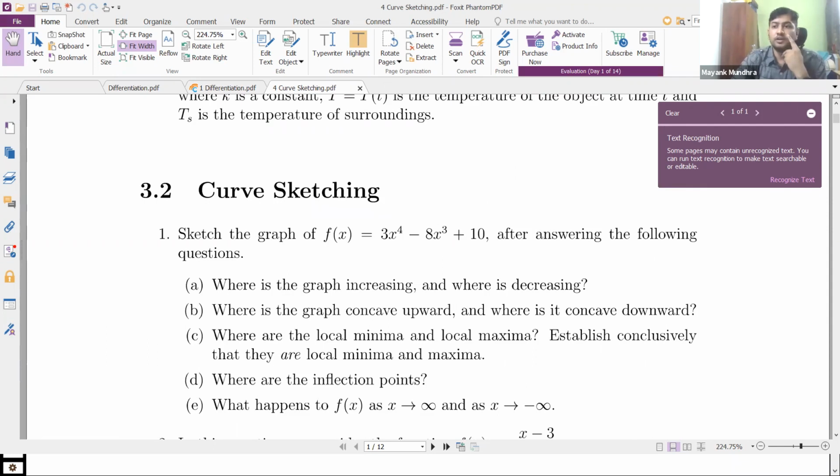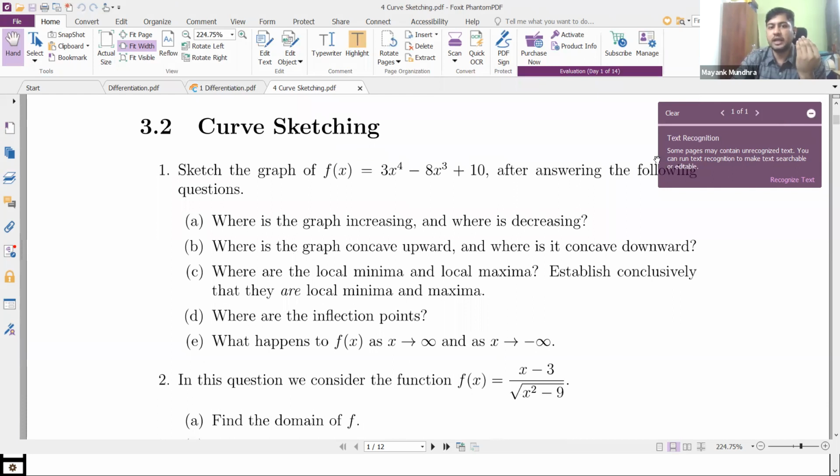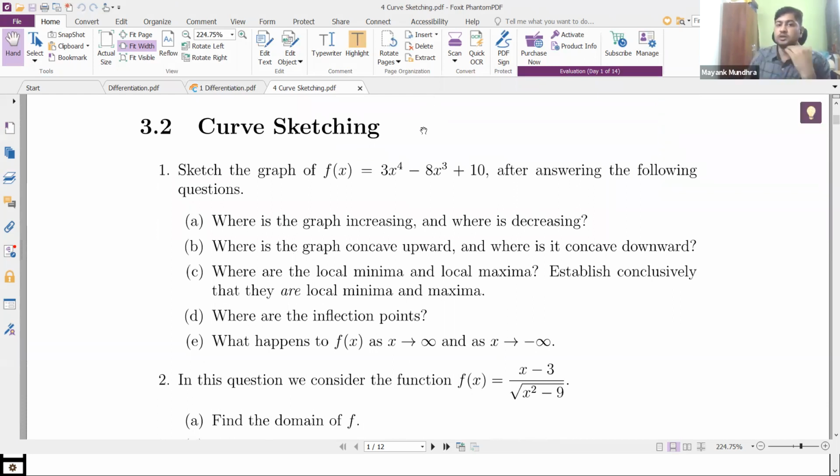So let me talk about this curve sketching. The aim of this problem set is to learn how to sketch curves of different graphs, different functions. What this will do is that it will train you in a step-by-step manner. It's not going to directly say, okay, obviously when I look at a function, I cannot draw its graph directly. So we are going to learn it in a step-by-step manner. So let us look at this function, 3x to the power 4 minus 8x cubed plus 10.